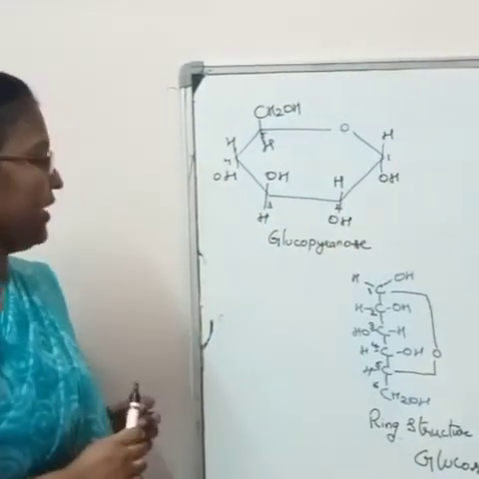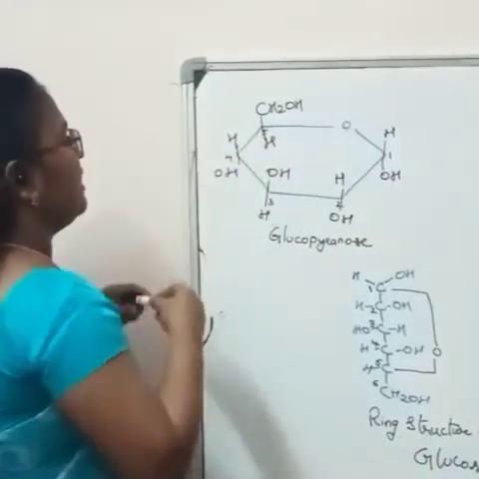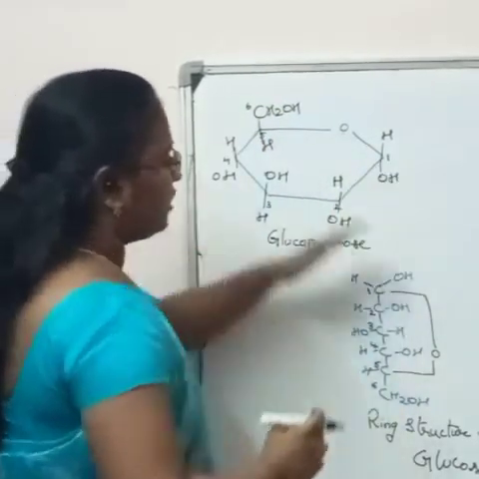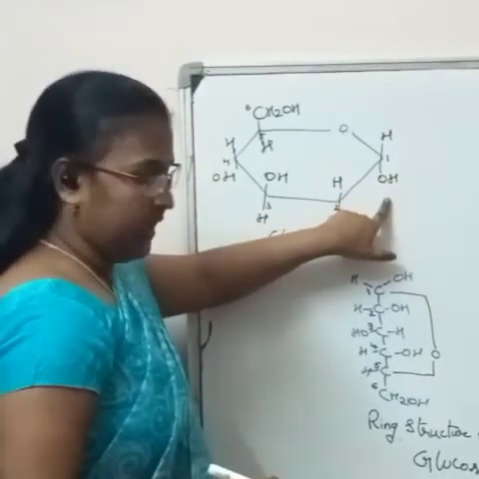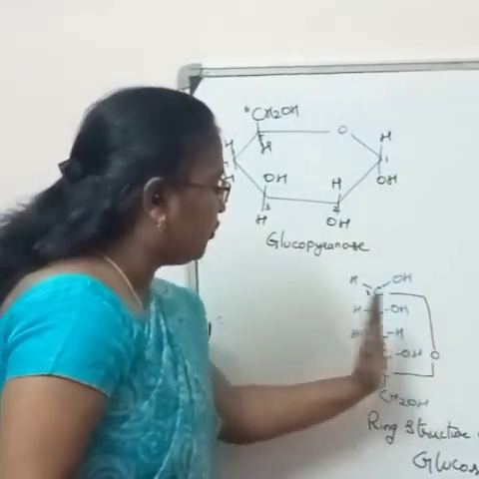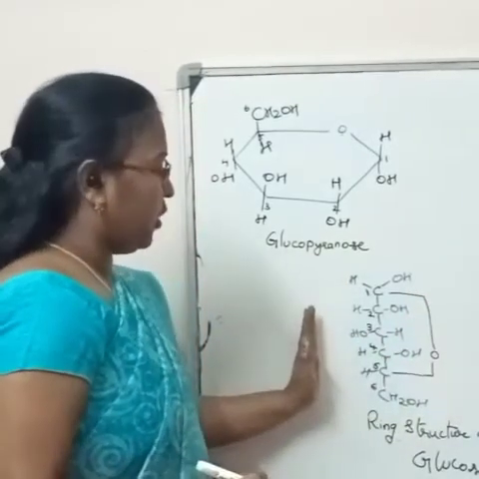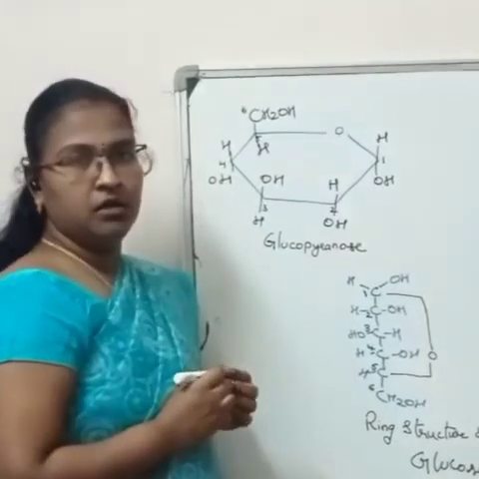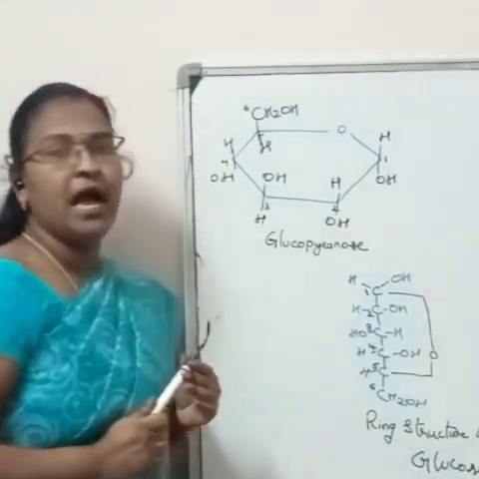I'll tell you once again. The first carbon is connected to the fifth carbon. This fifth carbon is connected to the sixth carbon. The groups which are present towards the ring will be outside, and the hydroxyl group which is opposite to the ring structure will be inside the ring. So this is about Haworth projection.